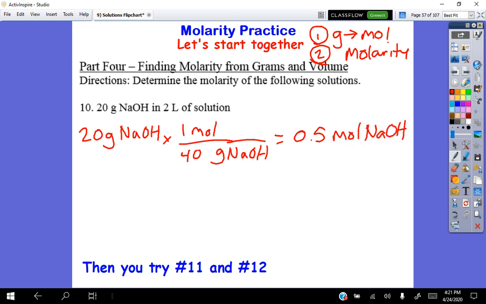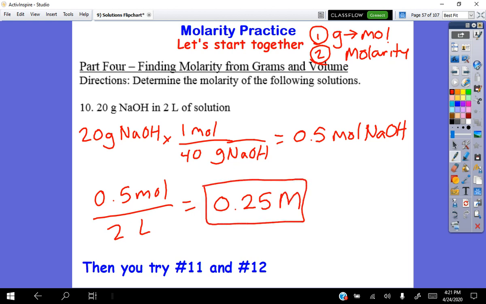I got that by doing 20 times 1 and then dividing by the bottom. So 20 divided by 40 is 0.5. And then I can use my molarity equation. I have moles divided by 2 liters, and I end up with 0.25 molar as my solution. 0.5 divided by 2. Go ahead and try the next two problems.